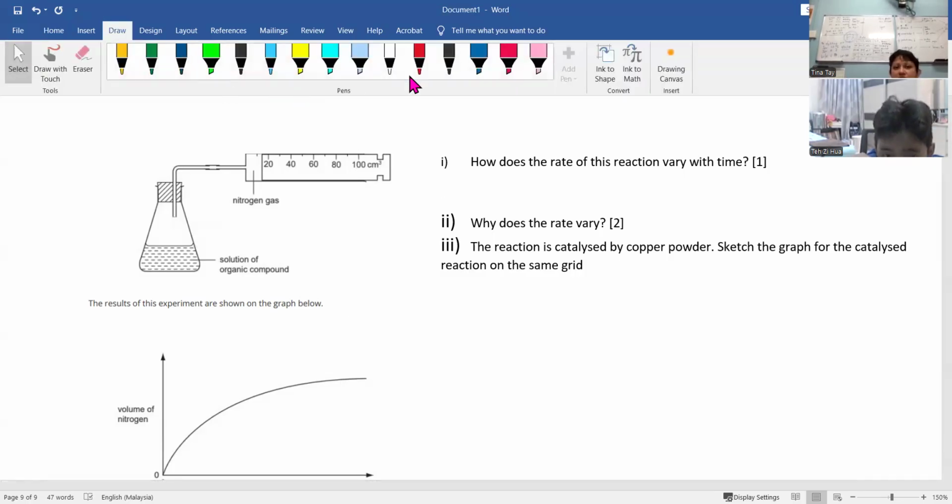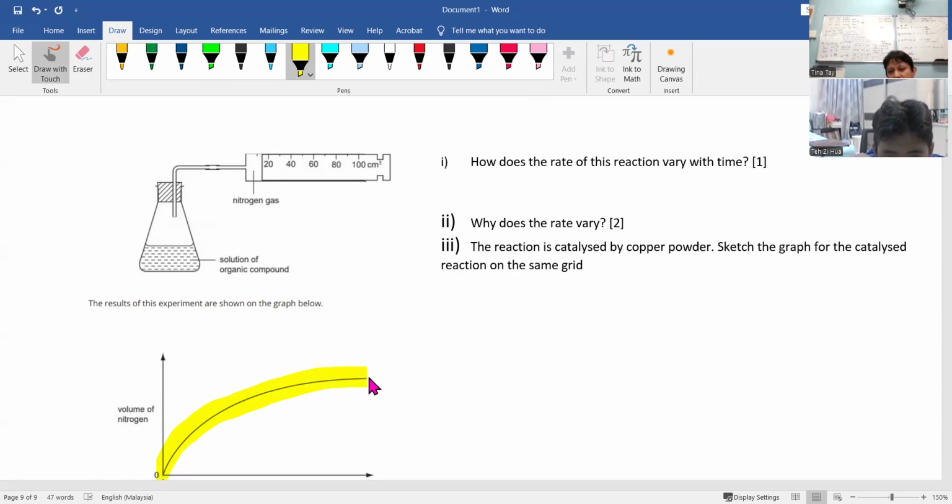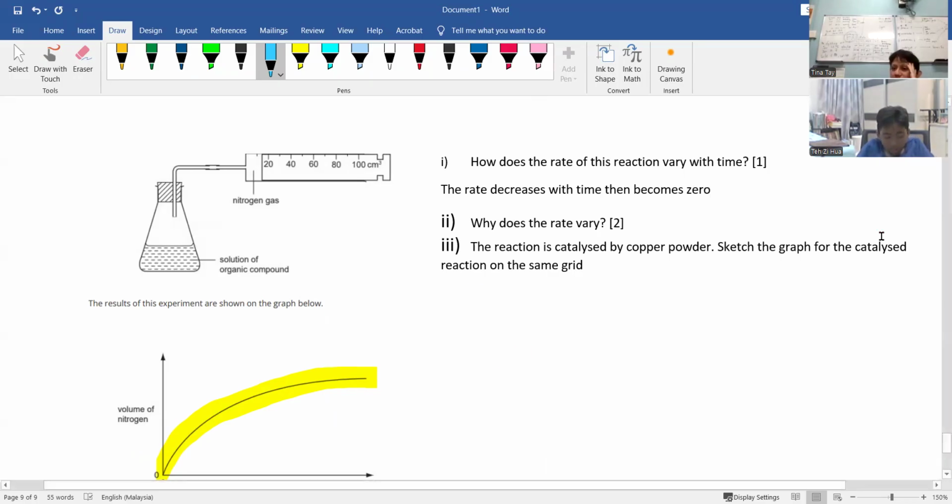So this kind of thing, the rate is always a rate. The rate decreases with time and then, when it's flat, it becomes zero. It stops. The rate decreases with time, then becomes zero. Or if it's 1 mark, you can just say the rate decreases with time. Okay.